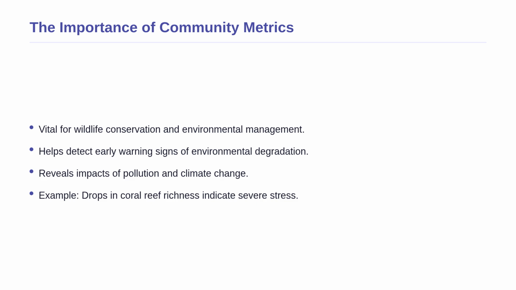For example, if a coral reef suddenly shows a massive drop in species richness, scientists know immediately that a stressor, like ocean acidification or warming, is damaging the ecosystem. These metrics make the invisible visible.